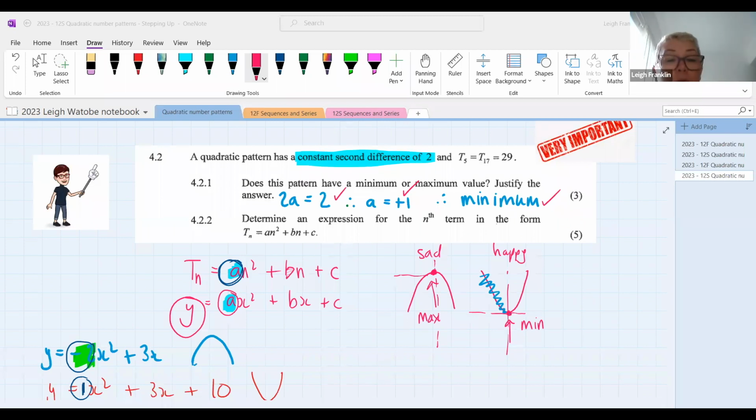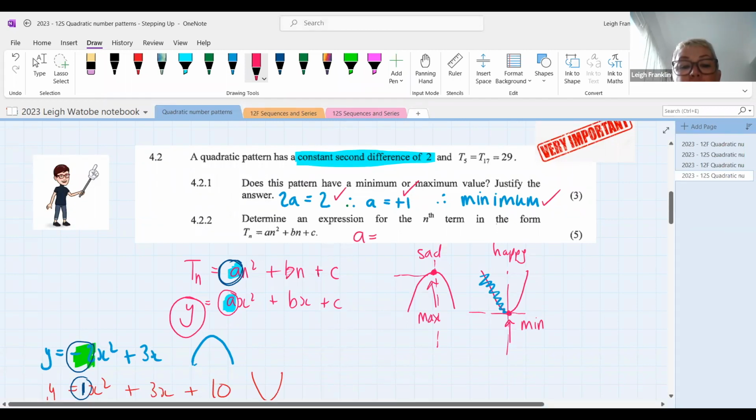Now, in order to determine the nth term for the expression, now T5 equals T17 equals 29 becomes important. But we have a part of the puzzle already. If they want us to determine the nth term of the expression, they want us to give the answers of A and B and C. We already know what A is. We know that A is equal to 1.